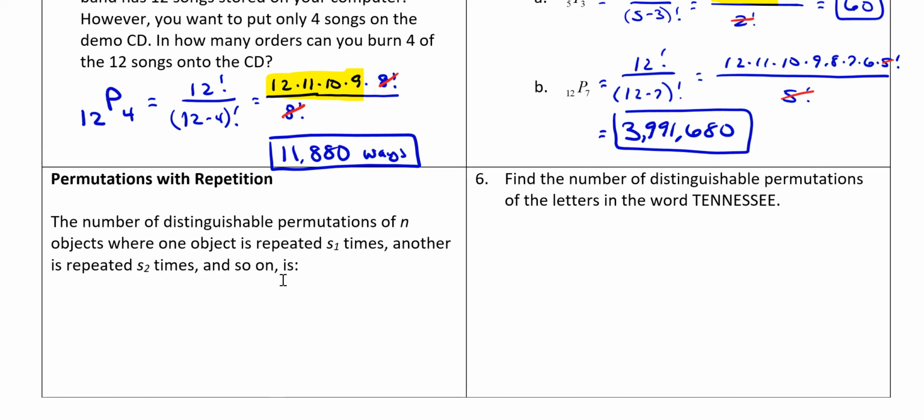Okay? All right, so one more kind of thing to look at is permutations with repetition. So everything we've looked at so far has not had any repeating. Okay, there's 12 songs. Each song is different. 10 different teams, everything is different. But what if they're the same? So for example, well, let me give you the formula first. I guess that would be more important, right?